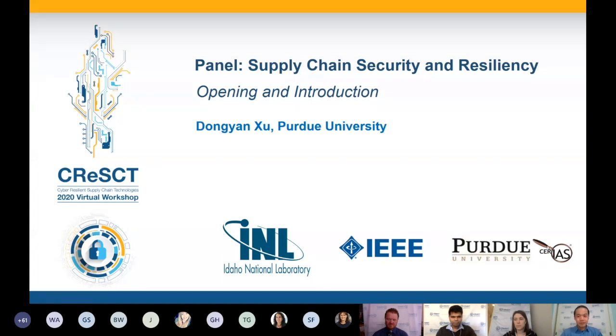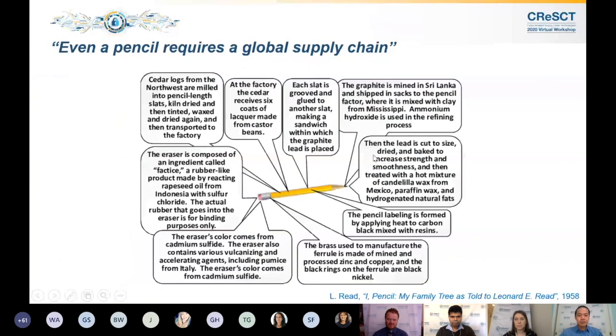I want to start with a story of a commodity product, just a pencil. Even a product as simple as a pencil will require a global supply chain during its production, because of its multiple components ranging from the eraser, the slat, the lead, and other things. And all these will require different types of raw materials coming from different parts of the world. So this is really a global supply chain.